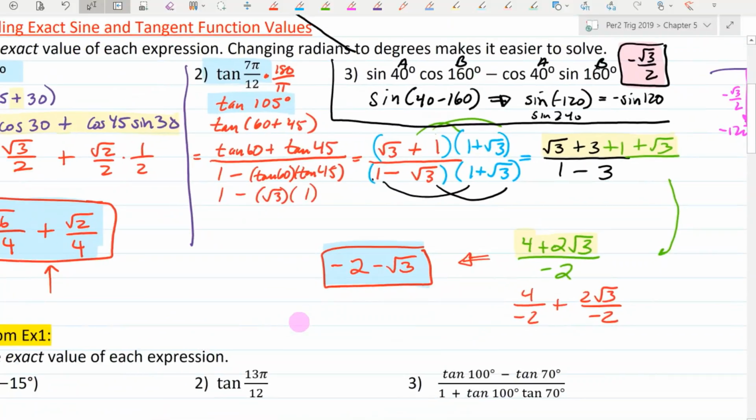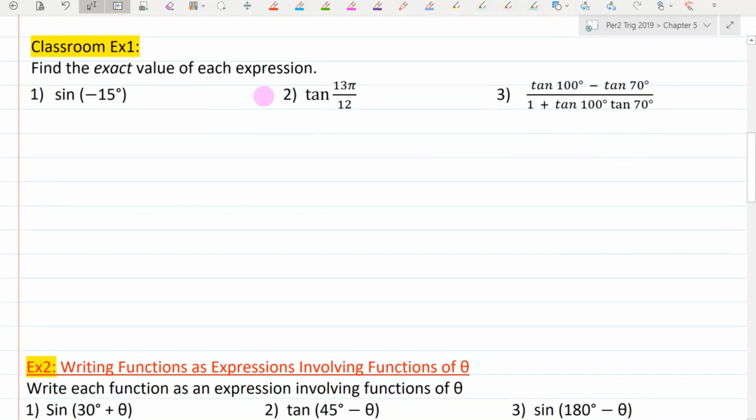All right, your turn. So pause the video, try all 3 of those. Your answers or the angles that you use might be different than mine, but your answer should be the same. Pick whatever angles you want to use. Just make sure for tangent you don't pick 30, 150, 210, or 330.